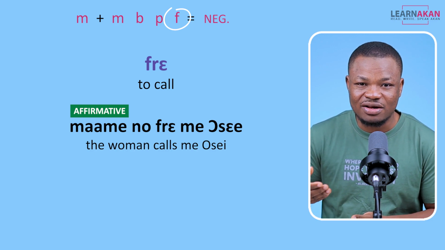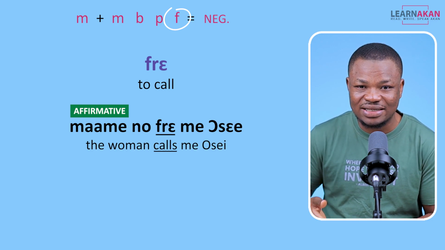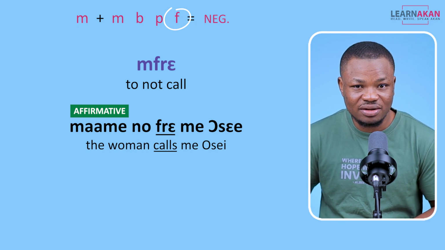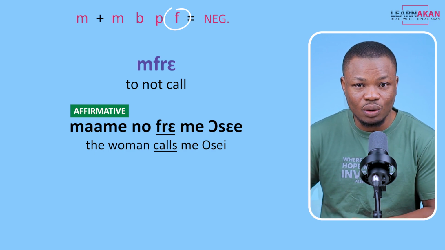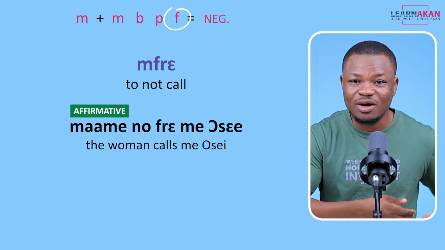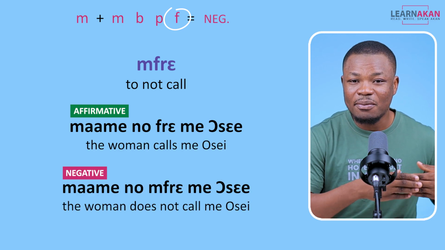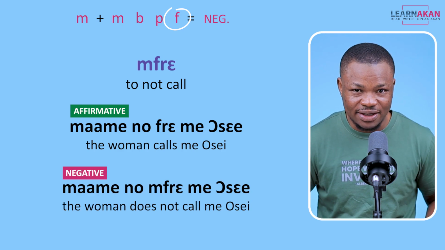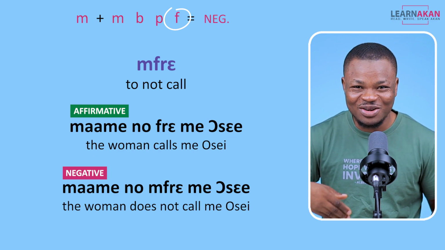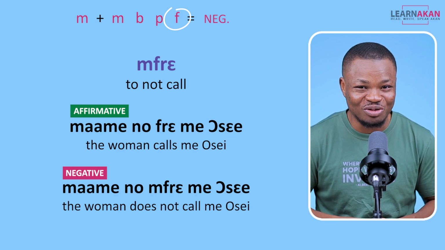Now, to negate the verb frɛ, we simply attach to the front of it, and we have mfrɛ. Mfrɛ, to not call. So if we use this to negate the positive sentence maame no frɛ me or say, we will have maame no mfrɛ me or say. The woman does not call me or say.